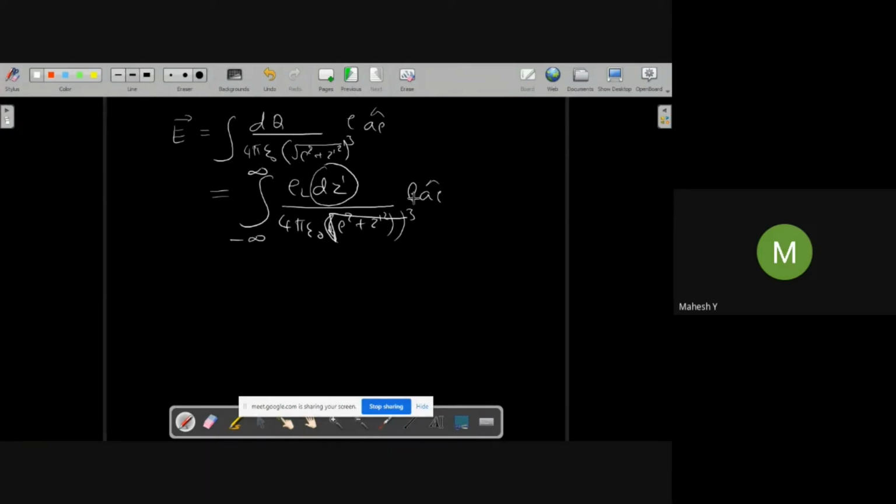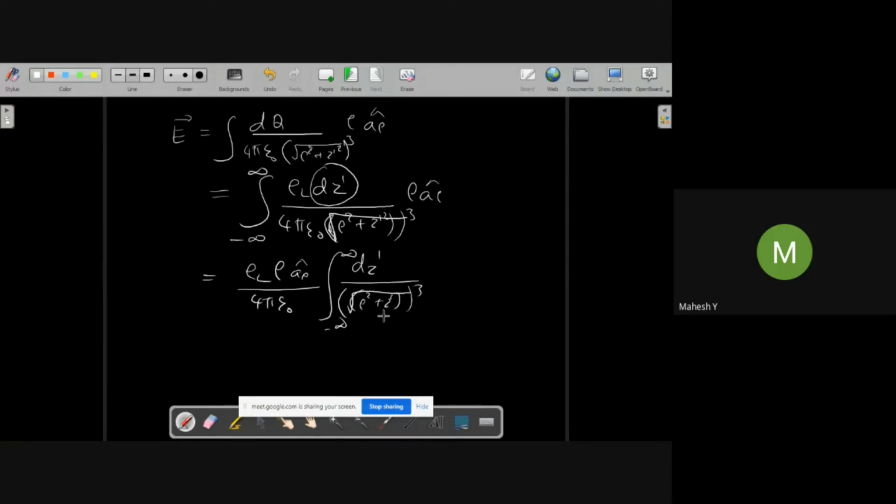So which all things are constant here, which I can take outside? Rho L is constant. Rho is also constant because we are integrating with respect to z prime. So arrow cap is constant. 4 pi epsilon 0 dz prime divided by integral minus infinity to infinity dz prime divided by rho square plus z prime square, the square root whole cube. So this is a difficult integral.